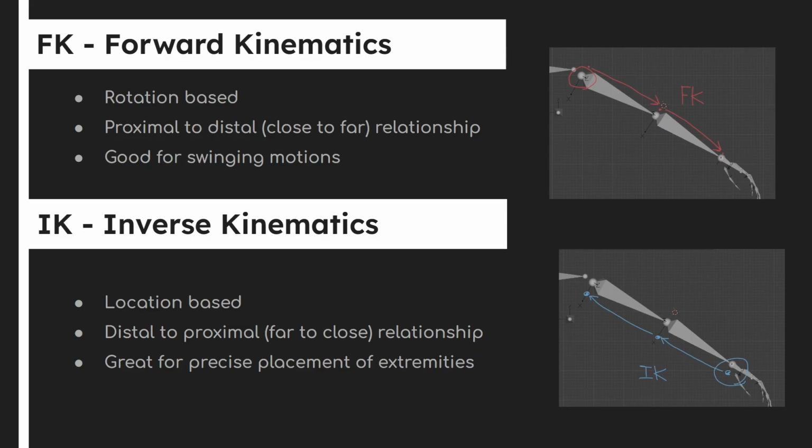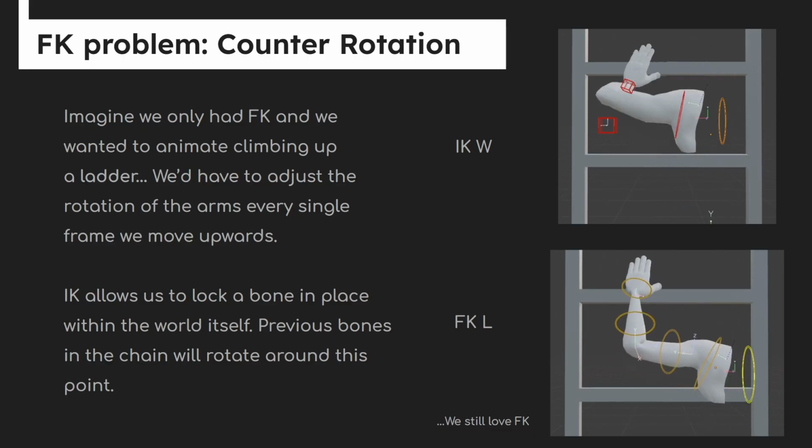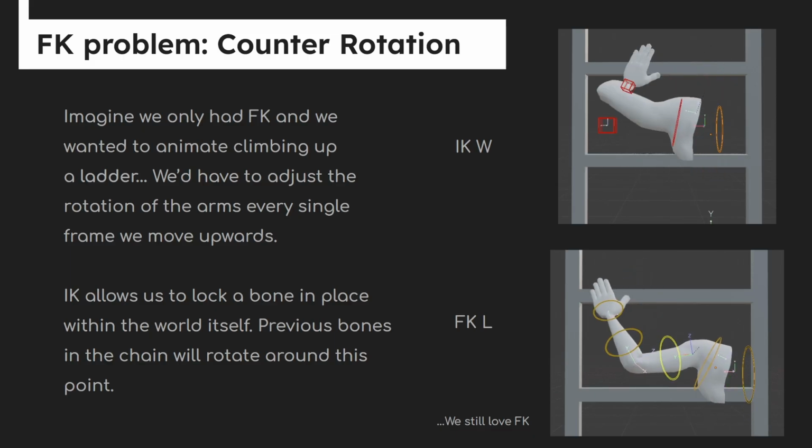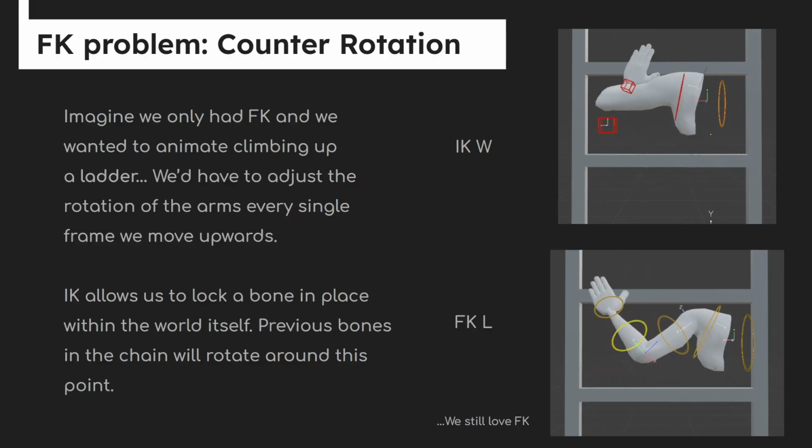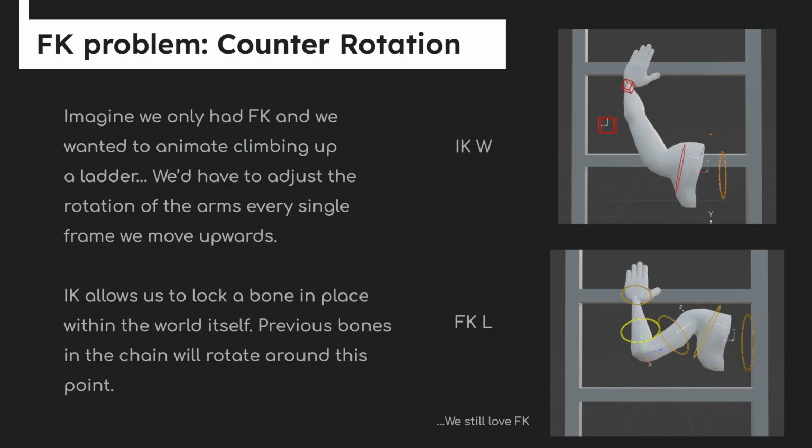If we leave our hand in space, we can move our hand around with those muscles, we just subconsciously are able to do IK. However, our body is forward kinematics based. And you can see here that the reason why we want to use both is because of the FK problem, which is counter rotation. Imagine we had FK and we wanted to animate climbing up a ladder. We'd have to adjust the rotation of the arms every single frame we move upwards.